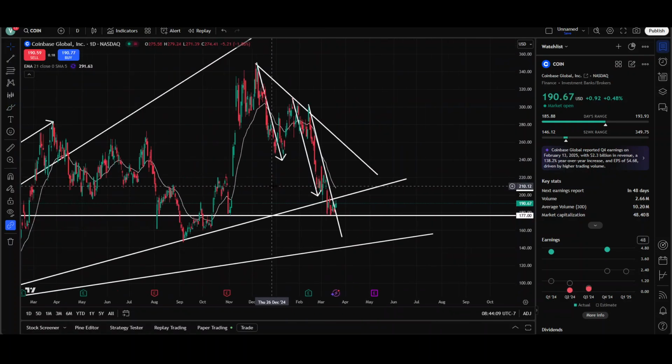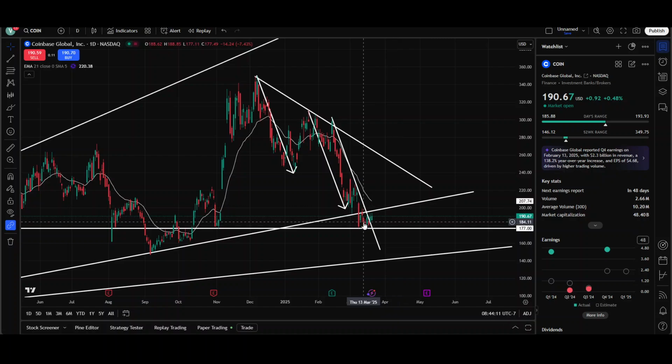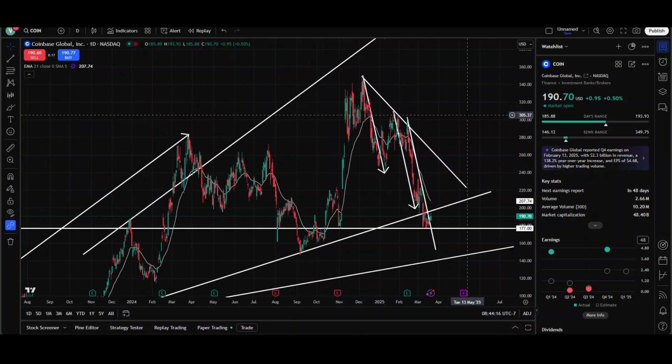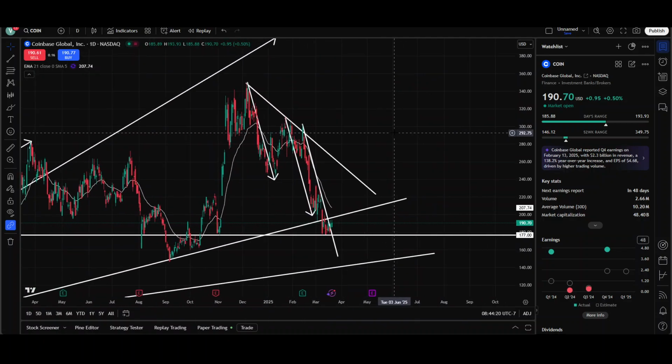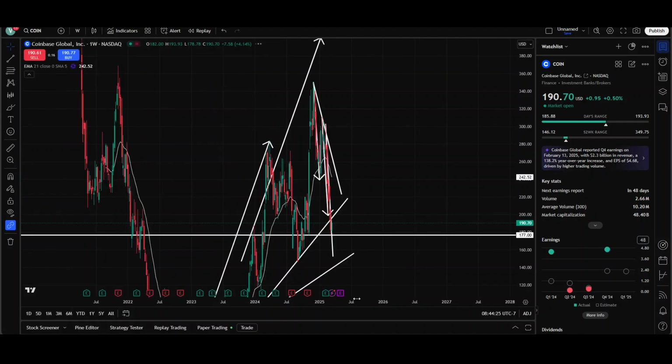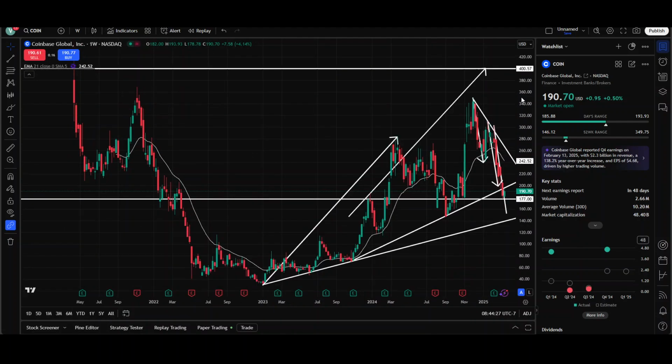So overall, I think Coinbase is just chopping back and forth in the short term. The macro picture still looks bullish, in my opinion. It still looks like we can continue higher. I think a lot of these crypto-related companies are just waiting for Bitcoin to rally, because right now it's just consolidating, not doing much.